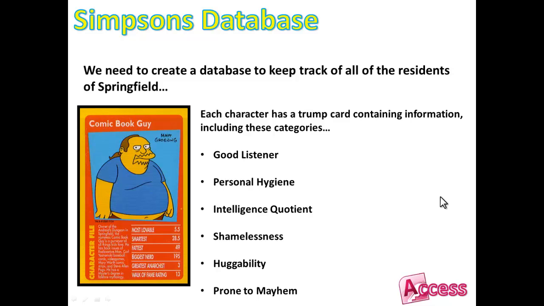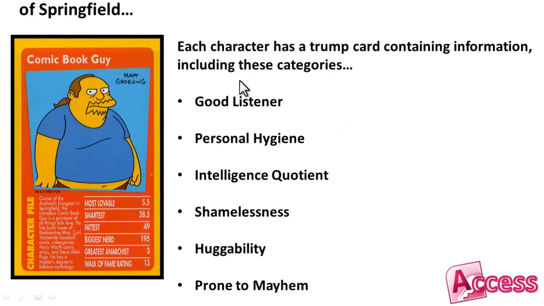Now, each character has a trump card containing information including these categories: whether they're a good listener, what their personal hygiene is like, intelligence quotient or how much intelligence they have, shamelessness, huggability, and how prone they are to mayhem. And these will be given a certain number.